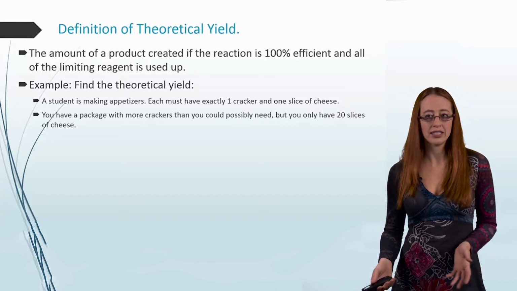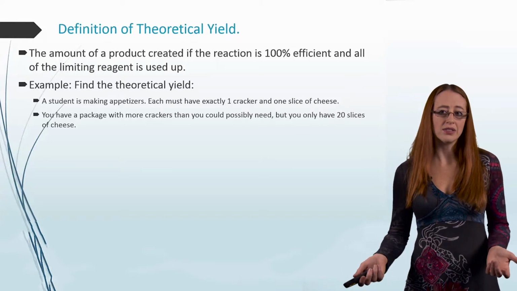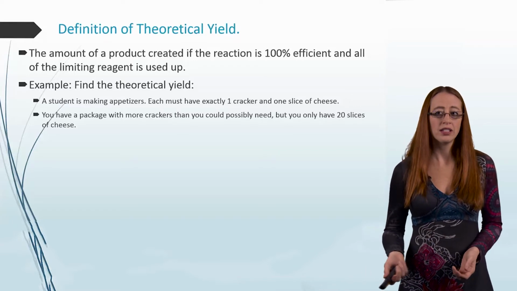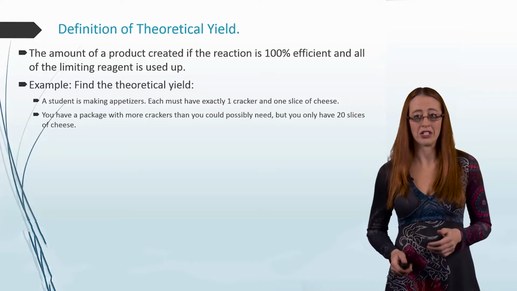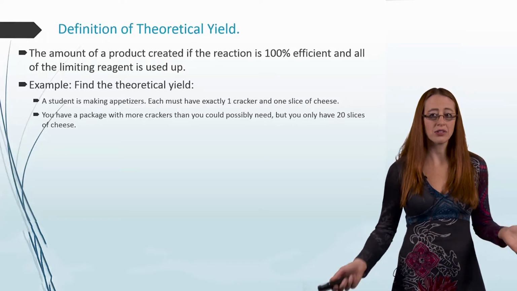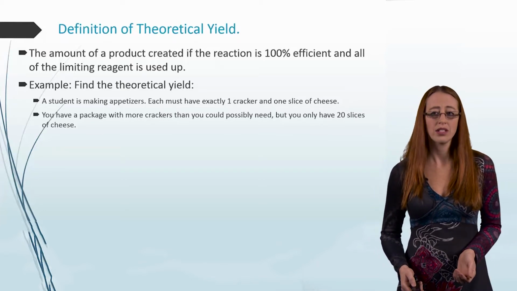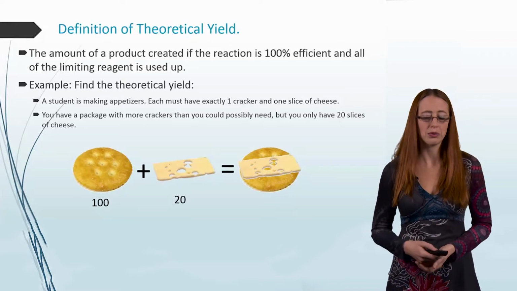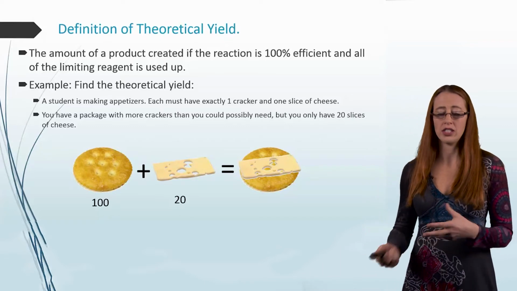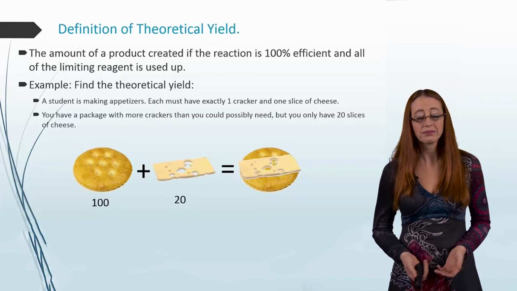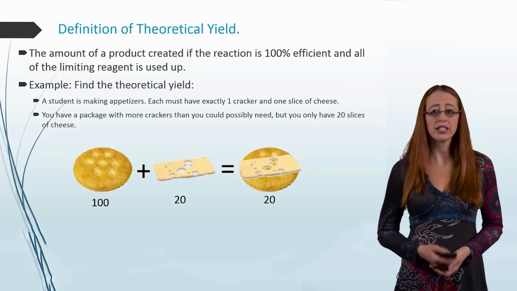So we're going to just take some silly examples to talk through the idea behind this. So for the theoretical yield, let's say that a student is making appetizers. Each one must have exactly one cracker and one slice of cheese. This particular student is not a gourmet chef. So we have a package with lots of crackers, way more crackers than we could ever need, but you only have 20 slices of cheese. So we have 100 crackers, that's what we're going to say the package had, and 20 slices of cheese. How many cracker cheese appetizers can we make? Well, we can only make 20, because at that point we run out of cheese. So our theoretical yield here is 20.